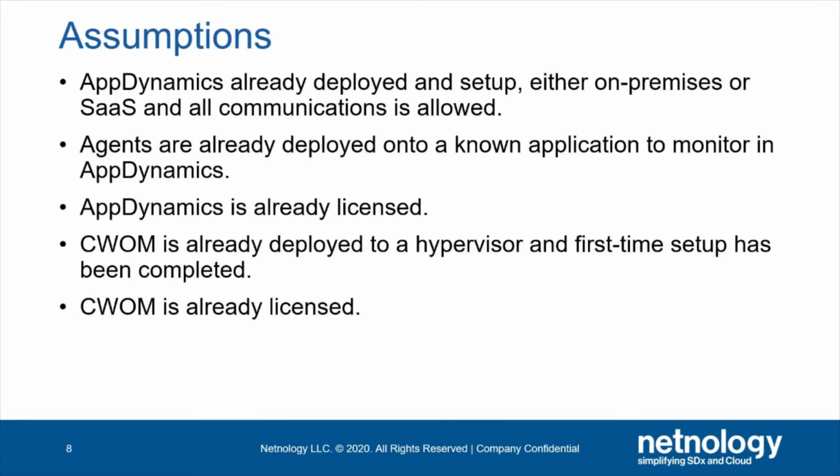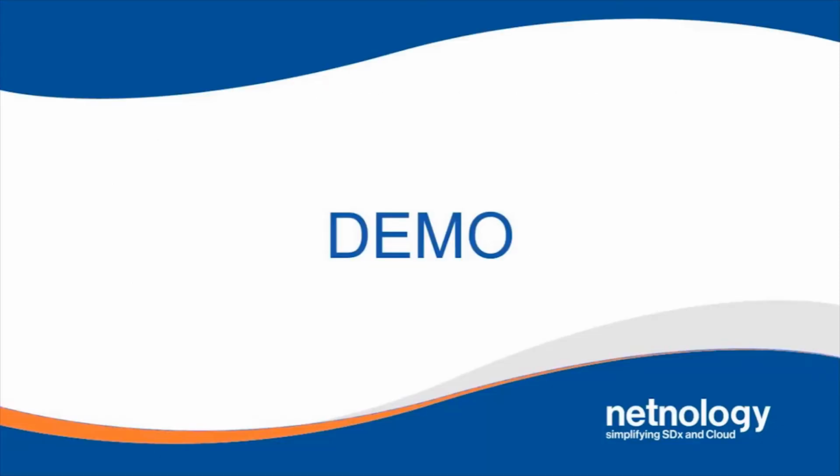Some assumptions for this demonstration are: AppDynamics is already deployed and set up. Agents have already been deployed and applications set up. AppDynamics is already licensed. CWOM is already deployed to a hypervisor, and the first-time setup has already happened. CWOM is already licensed and integrated into the hypervisor. Let's get started with the live demonstration.